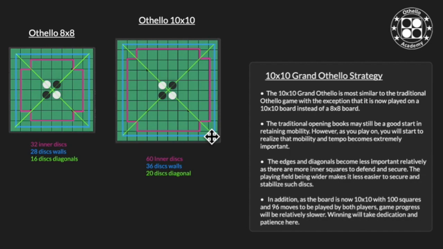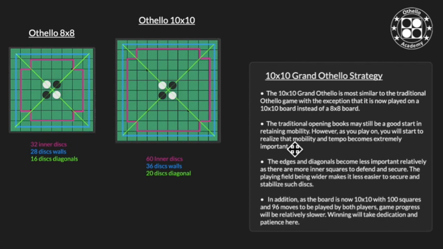So I would say that in addition, the board being 10 by 10, there are a lot more moves to be played versus this 8 by 8 one. So you have 64 squares here with 4 squares occupied. Each player just needs to play 30 moves. And of course, for the 10 by 10, you have 96 squares to be played. Each player without a pass move will be required to play up to 48 squares or 48 moves. So I would say that the game progress will be relatively slower.